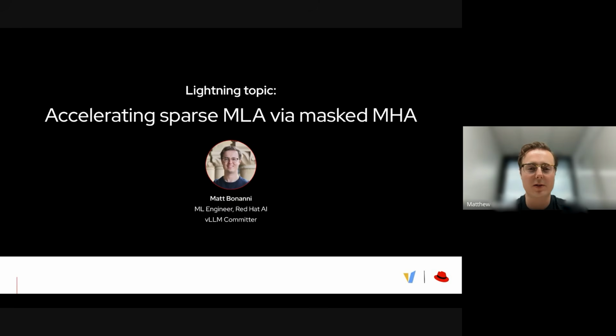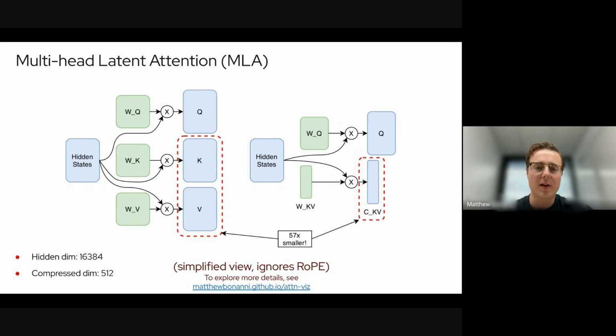I'm just going to give a quick talk about one of the techniques that we're using. It's in the works to accelerate sparse MLA via something that we're calling masked MHA. The key word in MLA is really latent here. On the left is a classic multi-head attention projection. You have your hidden states, and then you have weight matrices to project that: WQ, WK, WV.